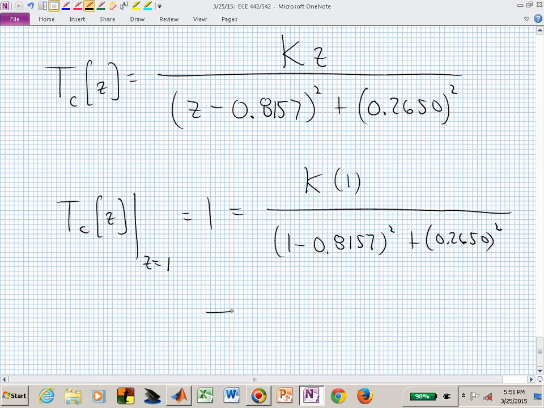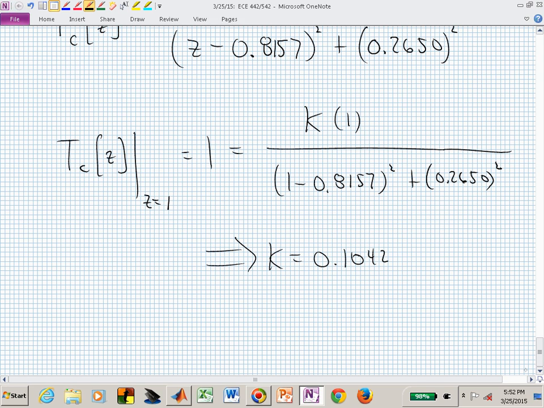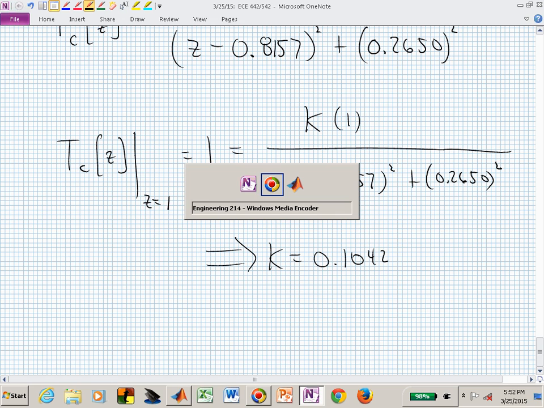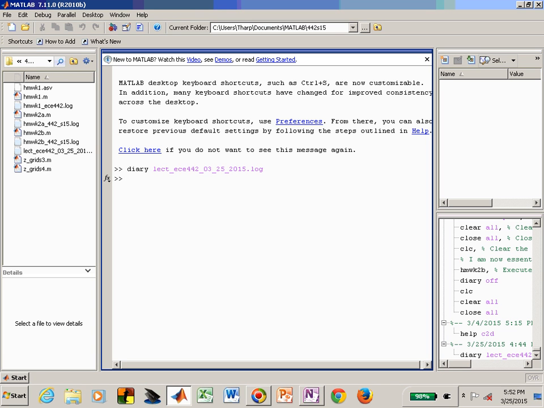That's pretty easy to solve for K. And K ends up being 0.1042. And now we have our transfer function. I'm not going to write it again. Let me just see if we can put that into MATLAB and simulate the step response.